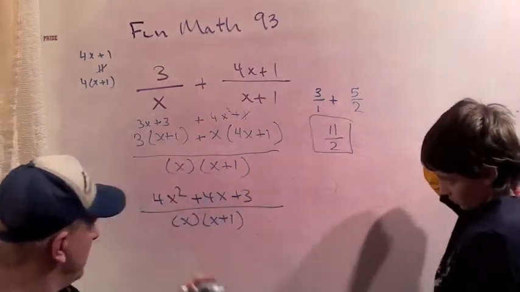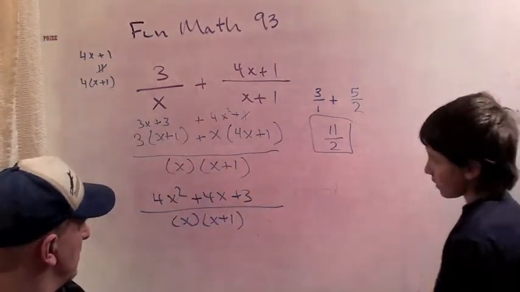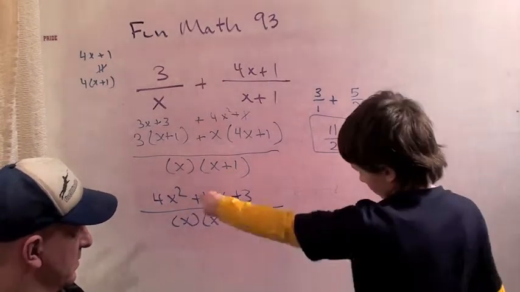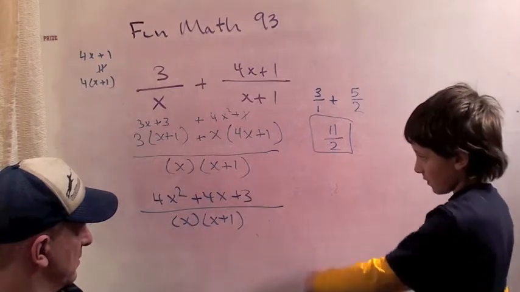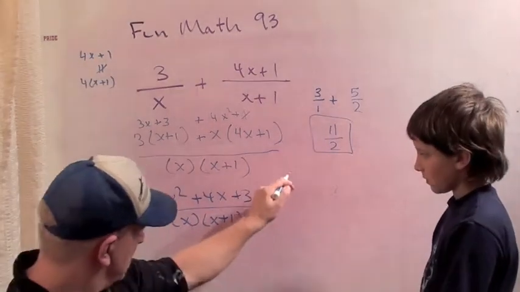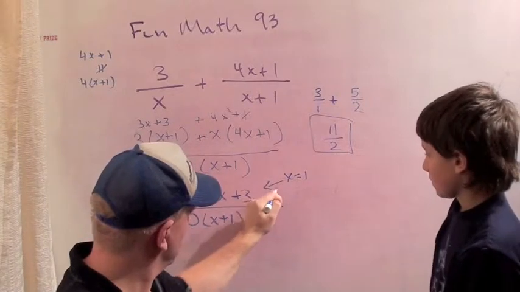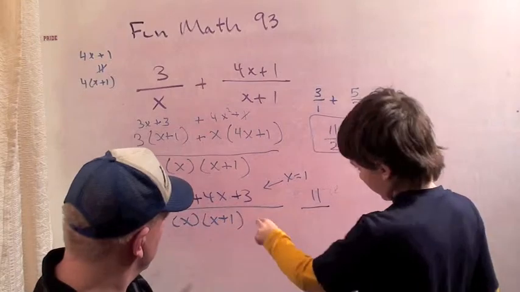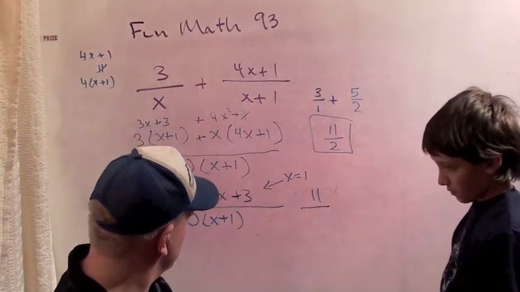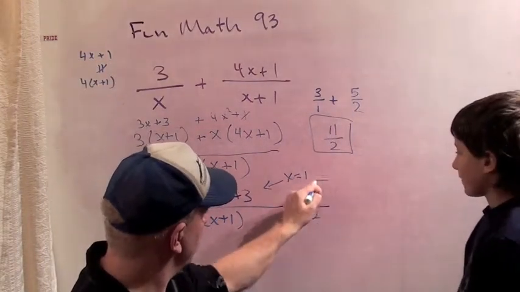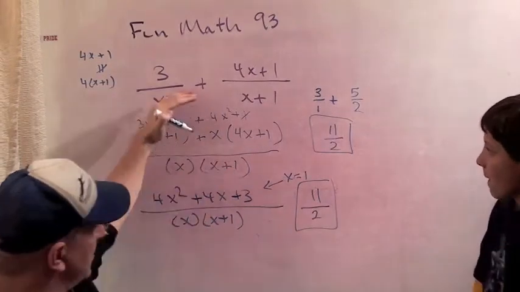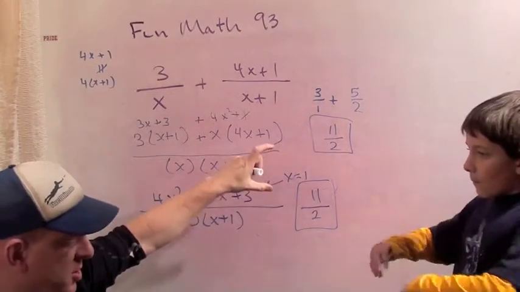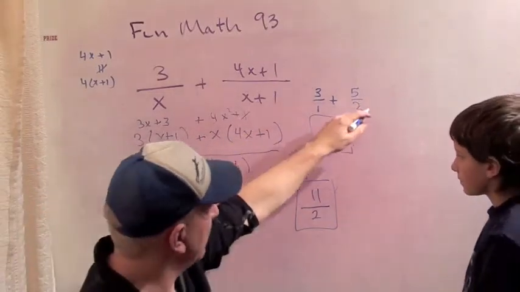Let's put x equals 1 into here. So we get 4 plus 4 plus 3, that's 11, over 1 times 2, which is 2. 11 halves.